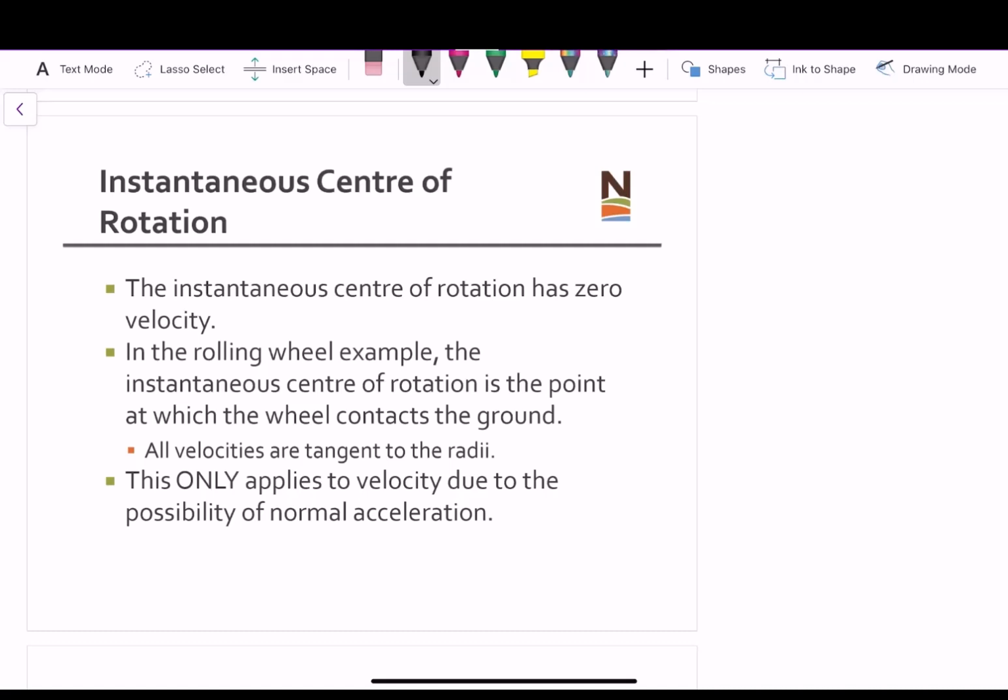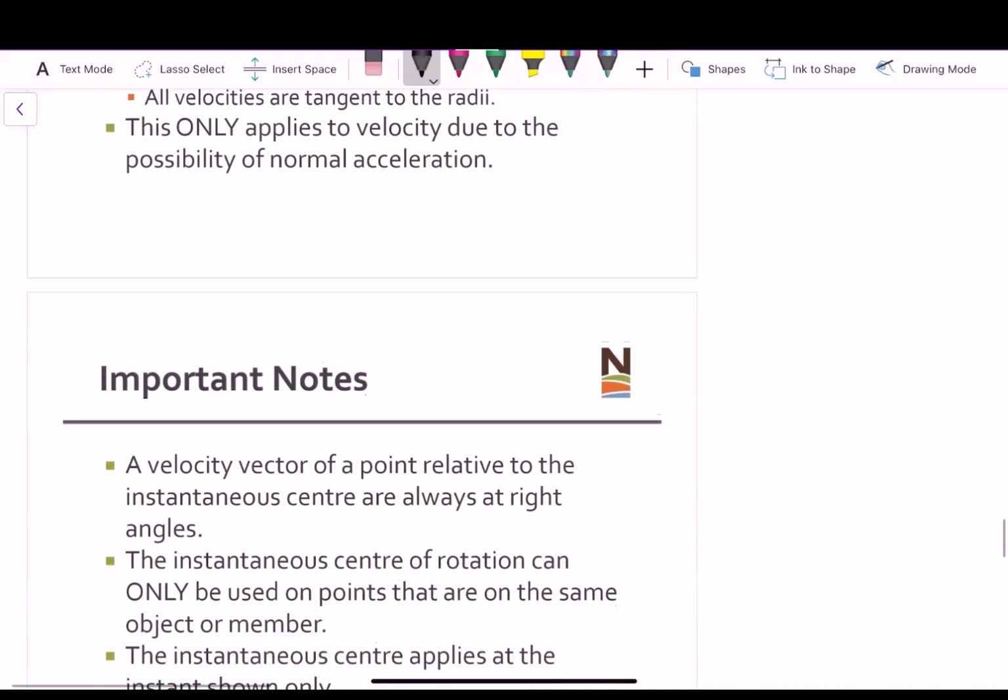Now, one important thing to note here, as we see as the last point on this slide, is that this only applies to velocity due to the possibility of normal acceleration. So if you're trying to apply this to accelerations, which is outside of the scope of this course anyways, but if you are, remember that instantaneous centers only apply for velocities because of the normal acceleration when dealing with accelerations.